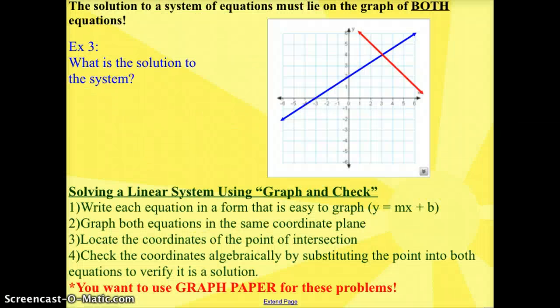Now, to solve a system by graphing, the solution to a system of equations must lie on the graph of both equations. So for this third example, it wants to know what is the solution to the system. A solution to the system is the point of intersection.